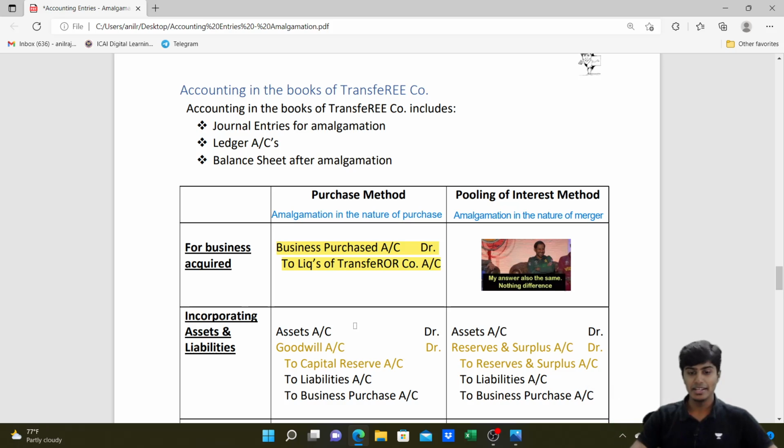And the same entry, same to same, will appear in the books of transferee even in the case of pooling of interest. Pooling of interest method means amalgamation in the nature of merger. So first entry is not going to be any different. Entry will be same to same. We'll write business purchase account debit to liquidator of transferor company account.